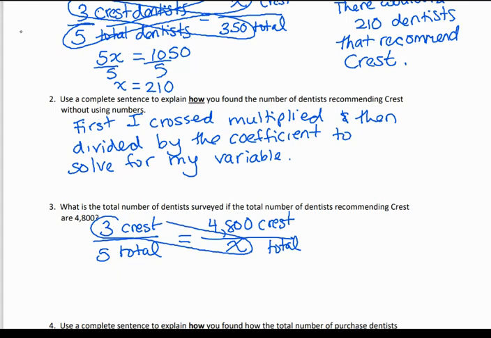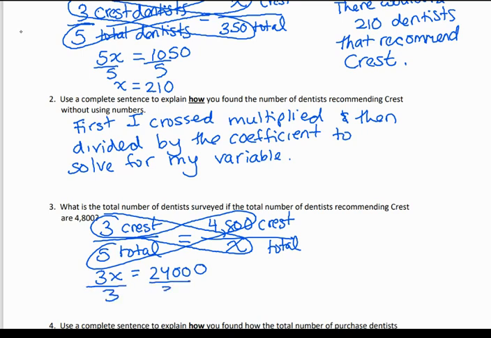We're going to multiply the 3 times x. So make sure we're making the x, right? We're not going across. We're cross multiplying, making like an x marks the spot. So we get 3x equals 5 times 4,800. So that gave me 24,000. And then we divide both sides by 3, and x equals 8,000. So good job there. What does that mean?